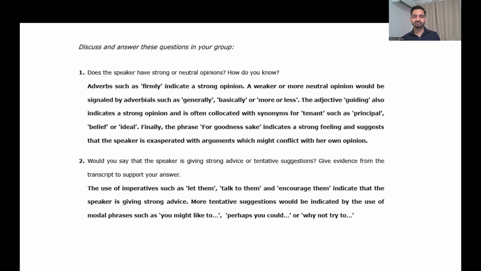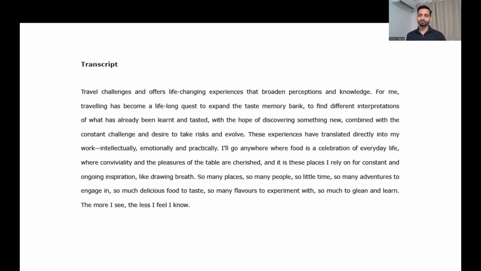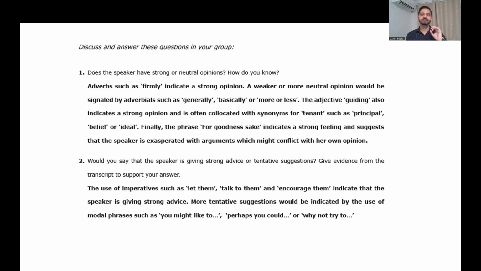More tentative suggestions would be indicated by the use of modal phrases such as you might like, perhaps you could, or why not try to. These are tentative suggestions because you're not sure about it, you're not being direct about it, right? So that's how you would know the attitude and the opinion of the speaker. And you want to reflect that in your summary.